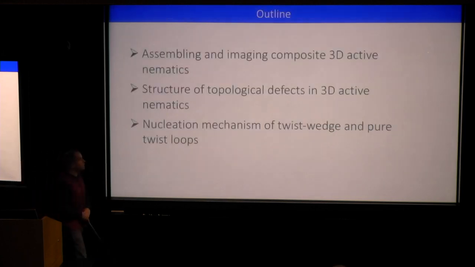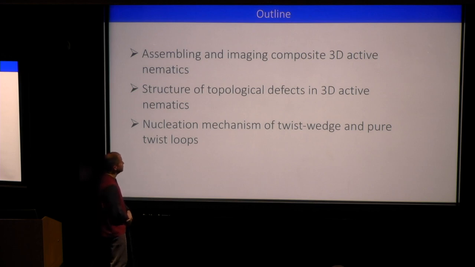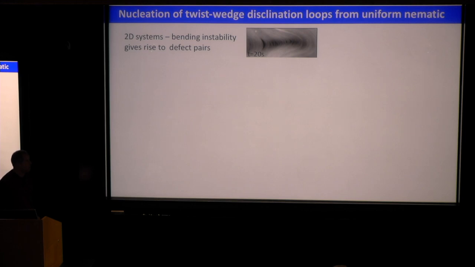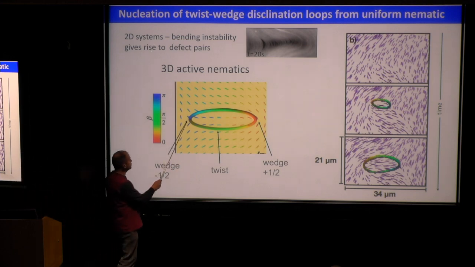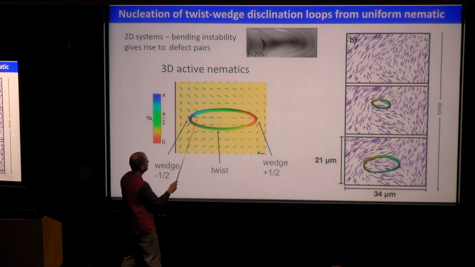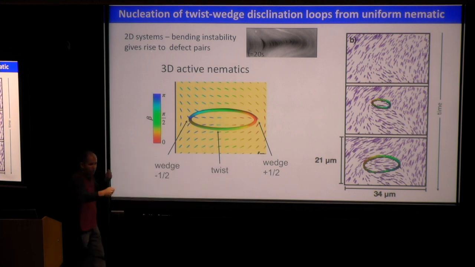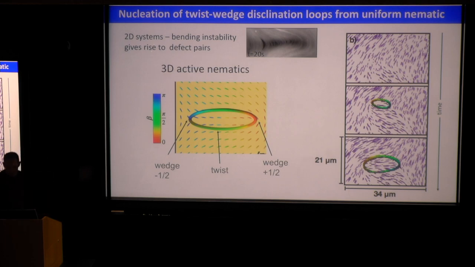All right. So what we did is we assembled an imaging composite 3D nematic. We were able to image the structure of topological defects in 3D nematics and the nucleation mechanism of twist wedge and pure twist loops. Okay. And again, that's very different from the two-dimensional active nematics that I've talked about, right? In a certain way, what happens in three-dimensional active nematics is you get a bend instability. The bend instability gives a local +1/2 and a -1/2 character, but these remain permanently bound by this twist character. And so they are growing apart, but as they're growing apart, they cannot break, right? They're topologically protected in a certain sense until there's a topological event.